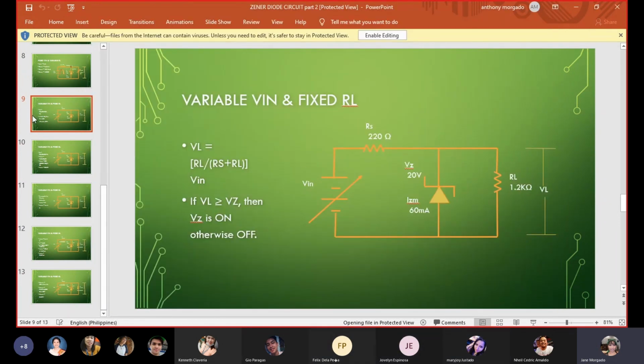Okay, so let's proceed. This will be our last topic for tonight, and after this, you may enjoy your dinner. Variable V in and fixed RL. This time, it is the input that we are looking for. What is this variable input? It is like a potentiometer. We also set a potentiometer such that we have a variable supply.